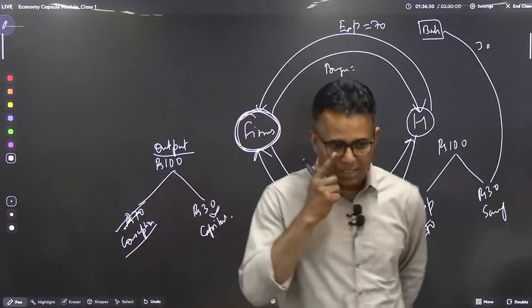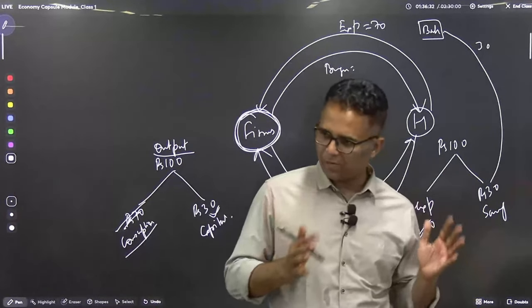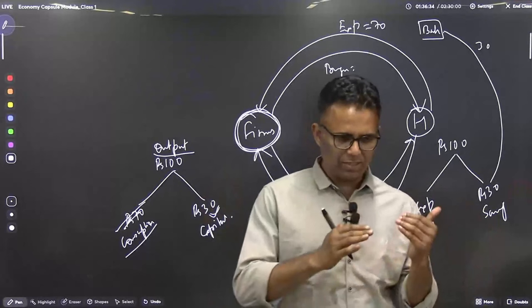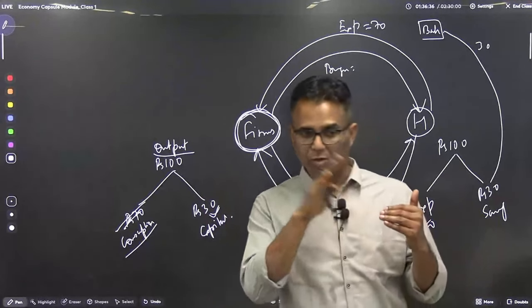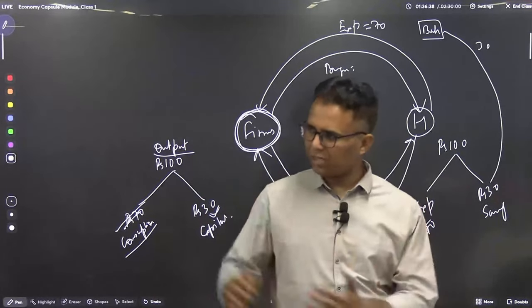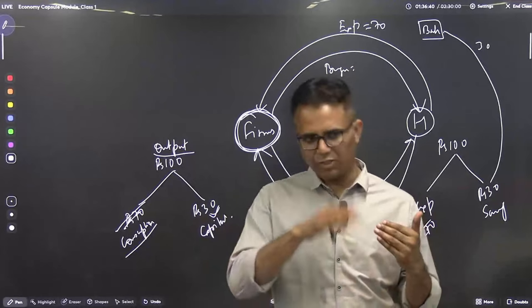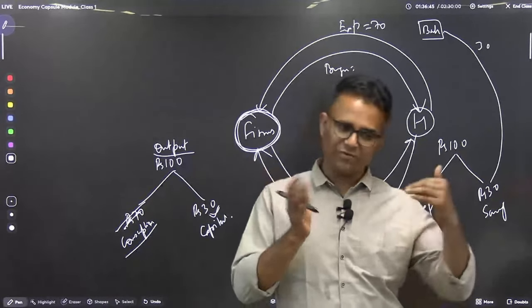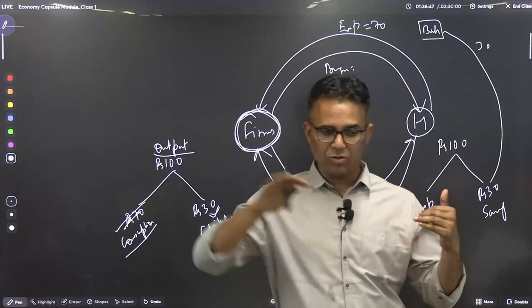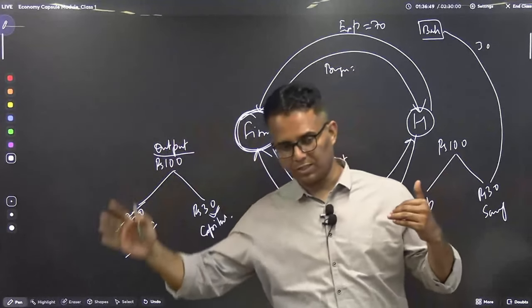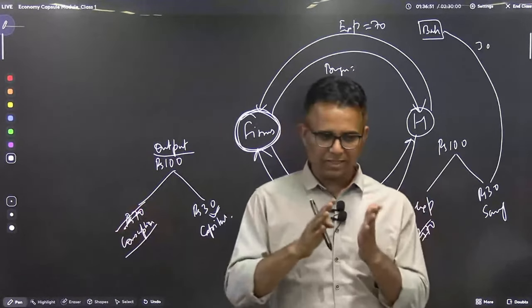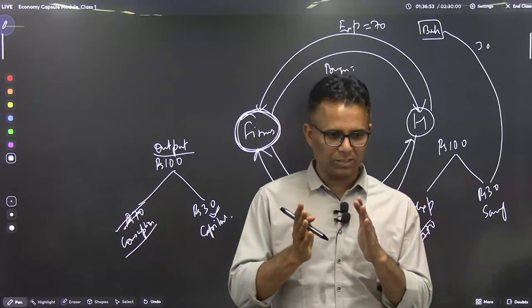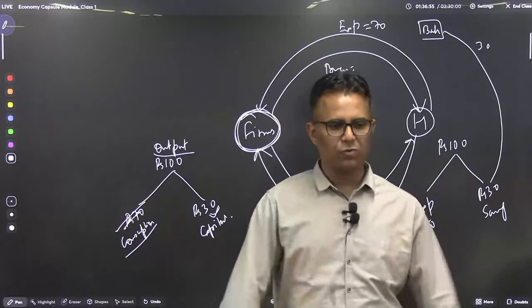So what is happening in the economy? Everyone is doing some work, they are getting money. Whatever we are not spending, we work, we got money, some we spend and some we save. So whatever we are not spending, whatever we are saving, the same amount of capital goods is being produced on the other side of the economy. So saving and capital goods production are two sides of the same coin.